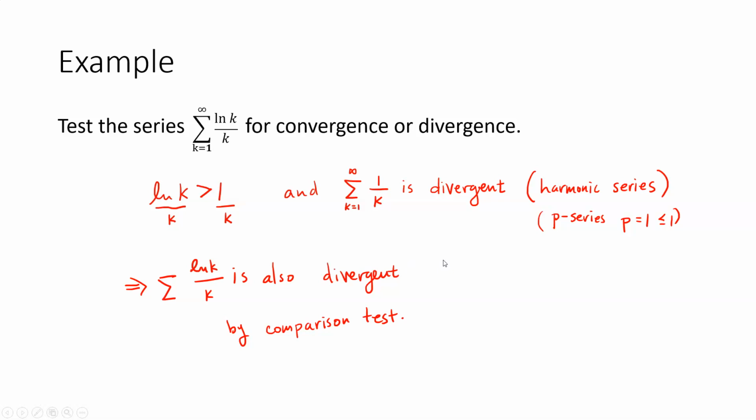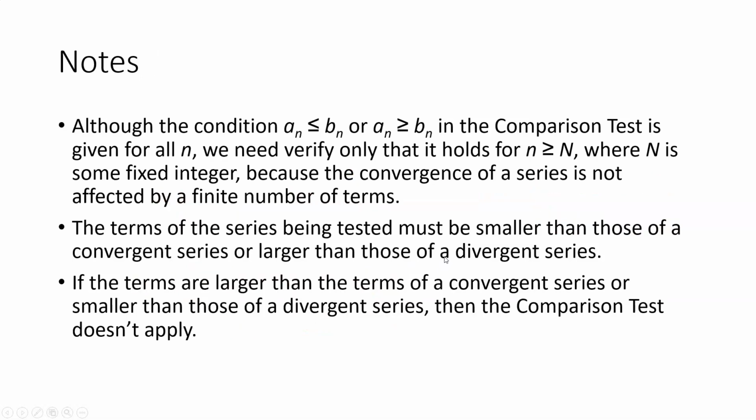Okay, so just a couple of notes that I want to mention here. Although the condition an is less than or equal to bn, or an is greater than or equal to bn, in the comparison test is given for all n, we need verify only that it holds for some n greater than or equal to uppercase N, where uppercase N is some fixed integer, because the convergence of a series is not affected by a finite number of terms. So what they're saying there is that this inequality argument doesn't need to hold for all n, only for n beyond some certain cutoff.